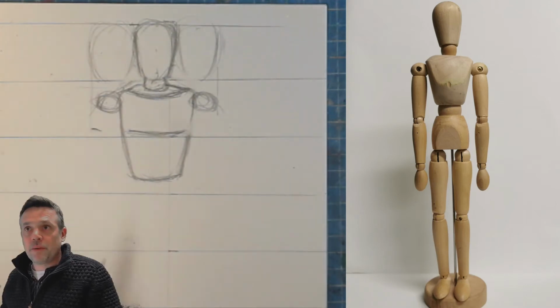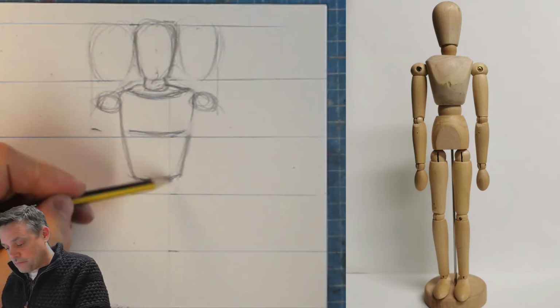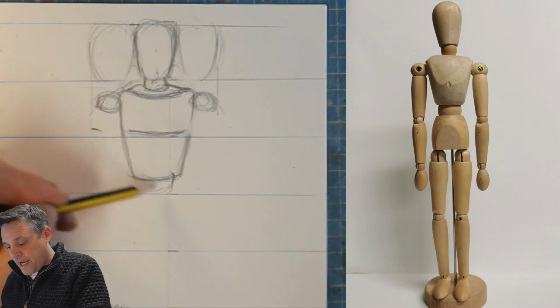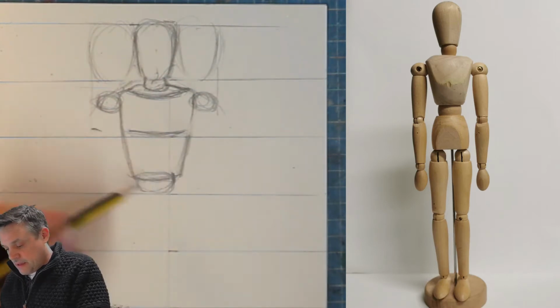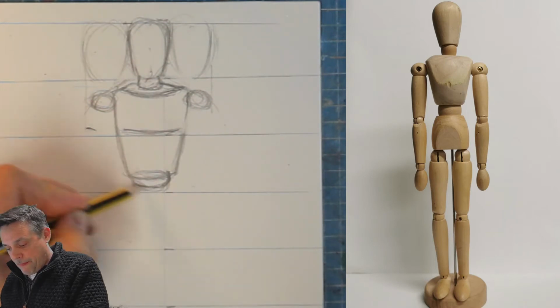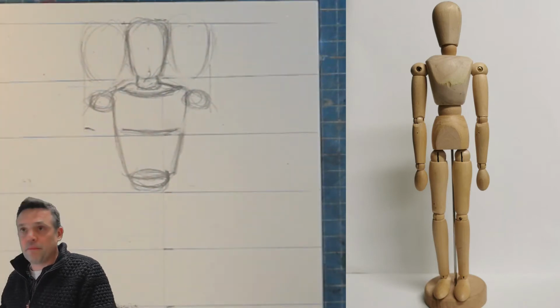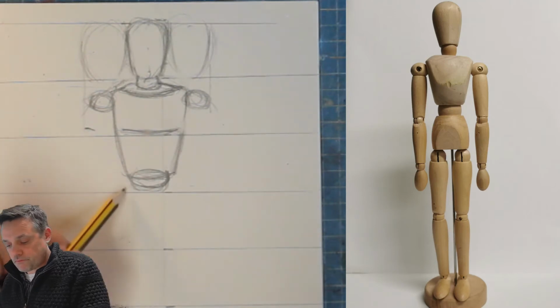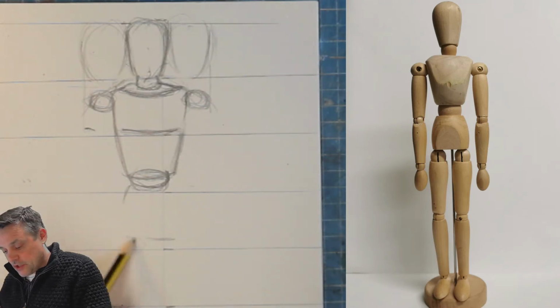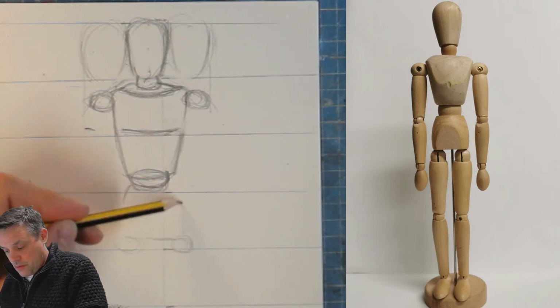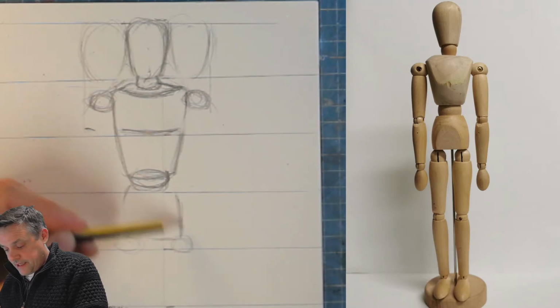Okay, and then obviously we can carry on moving down now. The waist, or the ball that's there for the waist, is just a little bit above head number 3. And then at the bottom of number 4, you can see where these joints are for the legs.